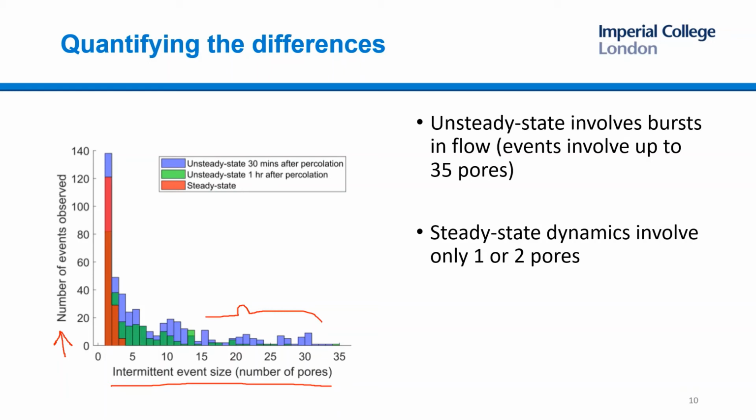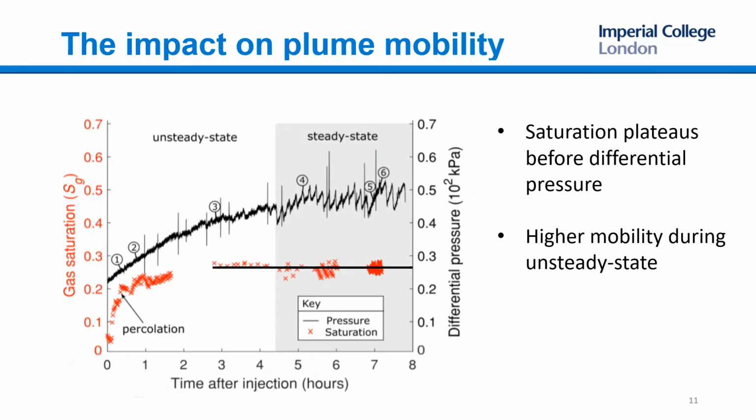Whereas at steady state, most of the dynamics only involves 1 or 2 pores, and in a small amount of cases, 3 pores, but never larger than 3 pores. And this just emphasizes that point I made, where although these intermittent pathways are very small, they are occurring in these key locations and they have this huge impact on the flow of the non-wetting phase. So if it is occurring in these key locations, what is the impact of these intermittent pathways on plume mobility?